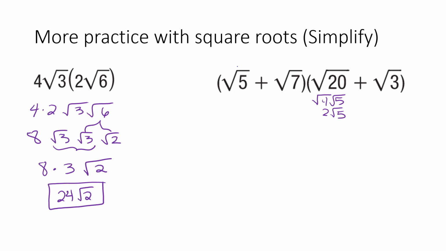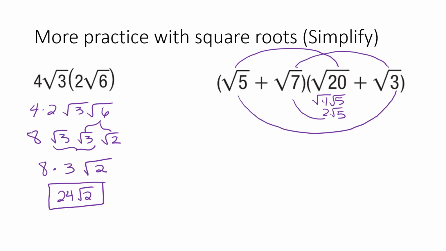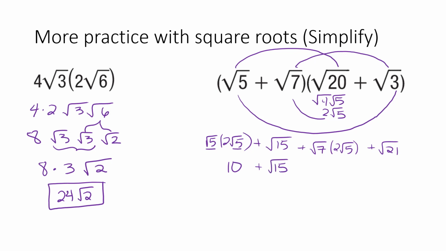So if I'm going to FOIL this out, I'm going to go first, outside, inside, last. There's not going to be as much simplifying as you wish here, but I know that root 5 times root 5 is 5. So that's going to be 5 times 2. That's going to give me 10. Here, we can multiply the things under the square root together. There's not any more simplifying that you can do there.